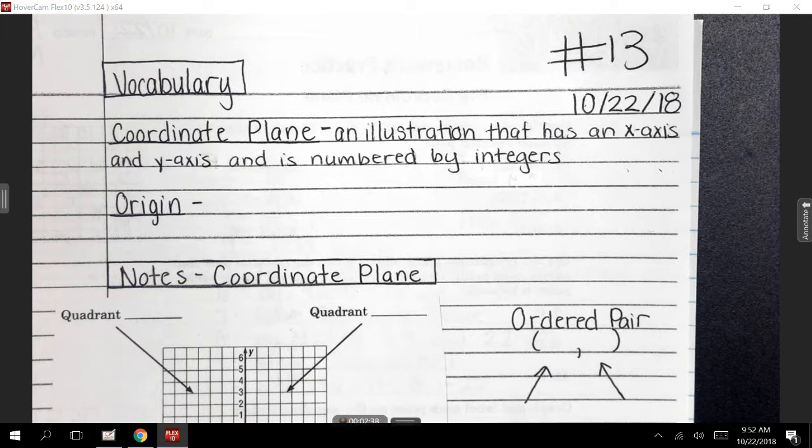Trying to think, what are some other positive? What is special about positive numbers? They're above 0. They go to the right. And they're always greater than the negatives, right? Positive are always greater than negative.